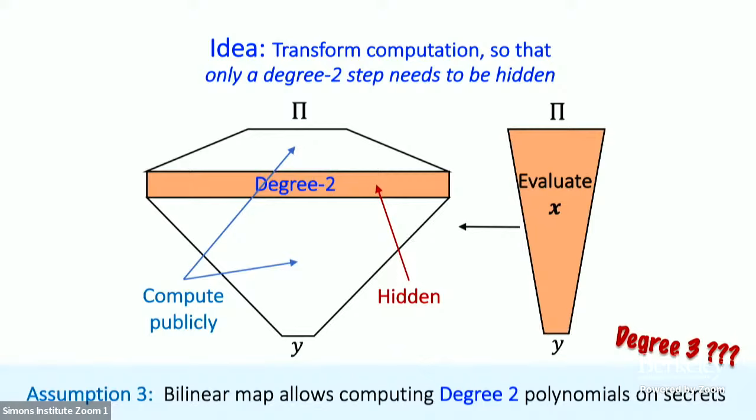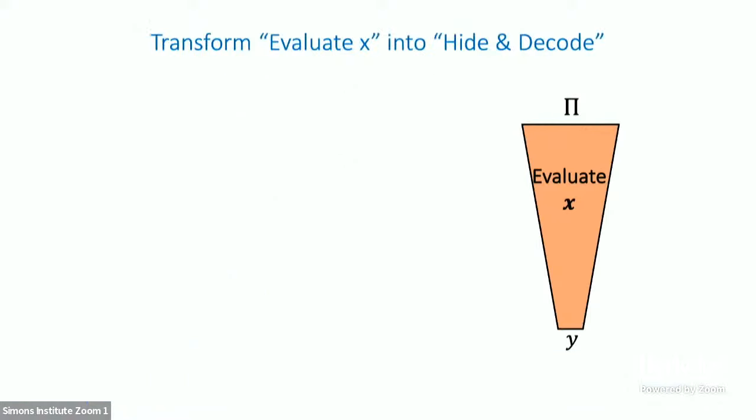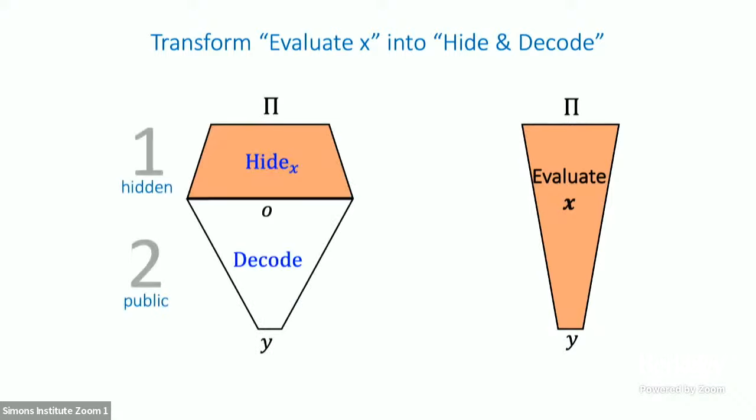Okay, so how can we now transform a very complex computation into one where only some very simple intermediate step needs to be hidden? Towards this, our first action is going to transform this evaluation for the input X into two steps that we call hide and decode. In those two steps, only the first step, hide, actually depends on the input X to be evaluated. And it will produce an intermediate outcome O, from which we can apply a decoding procedure in public to obtain the output.